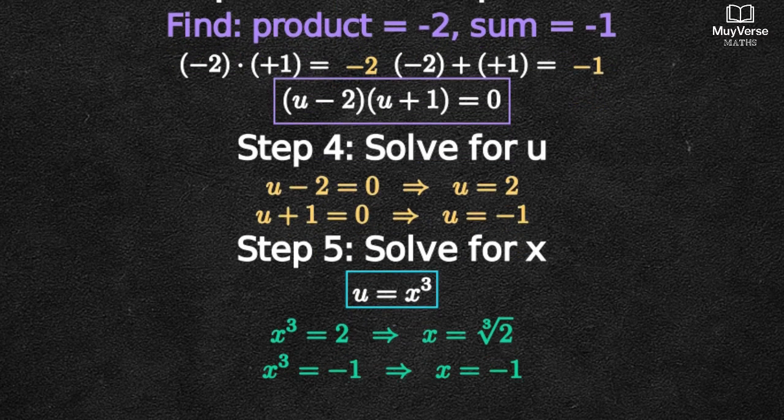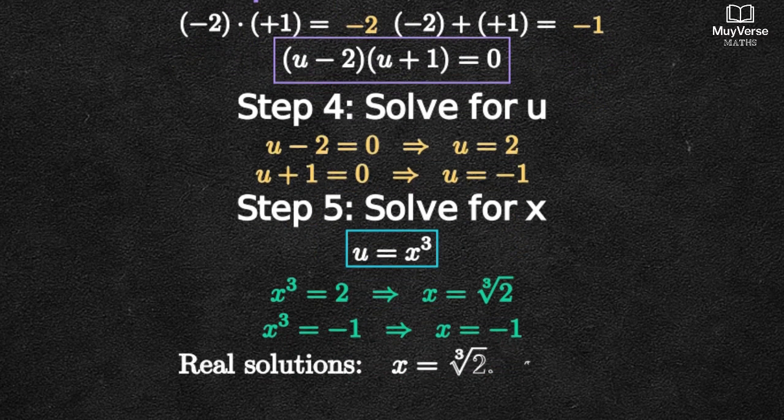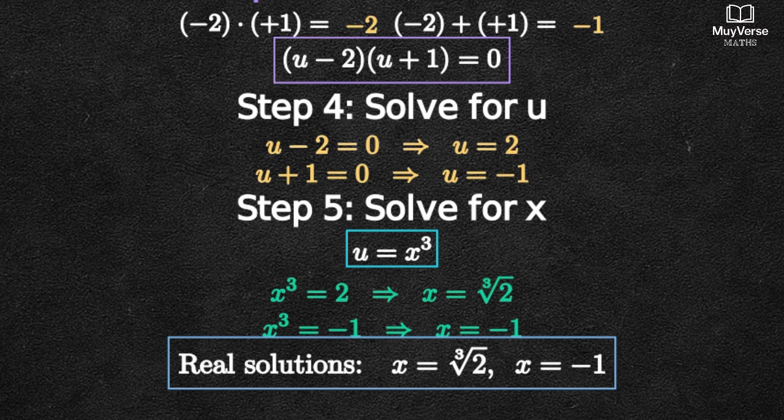These are the real solutions. Final answer: x equals the cube root of 2 and x equals -1. Great job working through each step carefully.